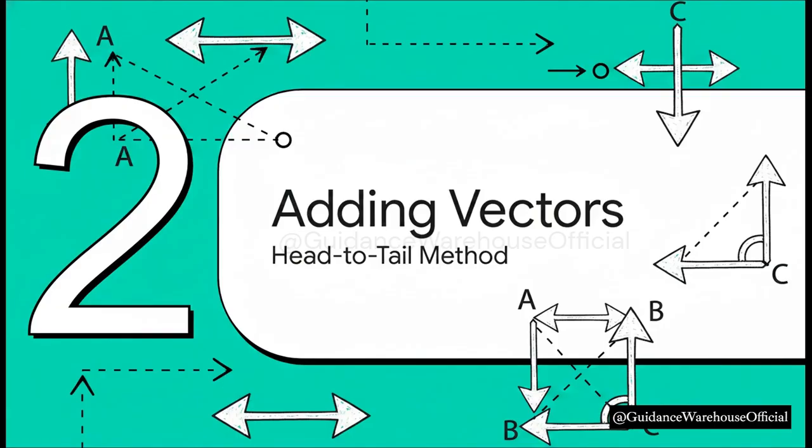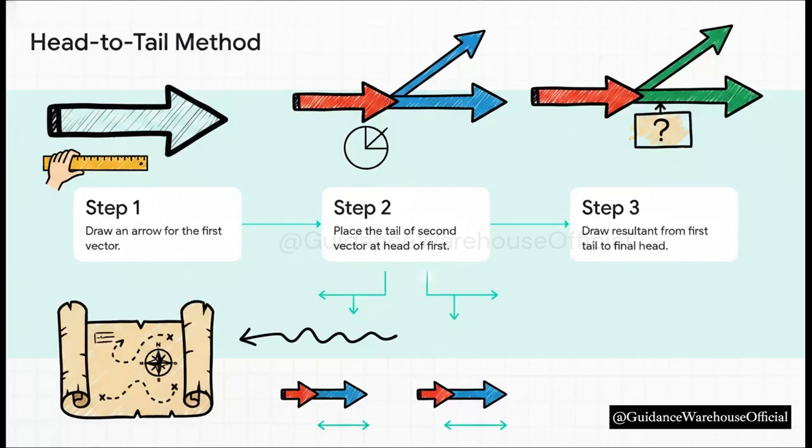Moving right along to section 2, adding vectors graphically, using the head-to-tail method. Now that we've got the basic idea down, let's look at how we actually combine these vectors visually on a page. So, if you want to add two vectors together on paper, we use what's called the head-to-tail method. Think of it kind of like drawing out a treasure map, following one clue right after another.